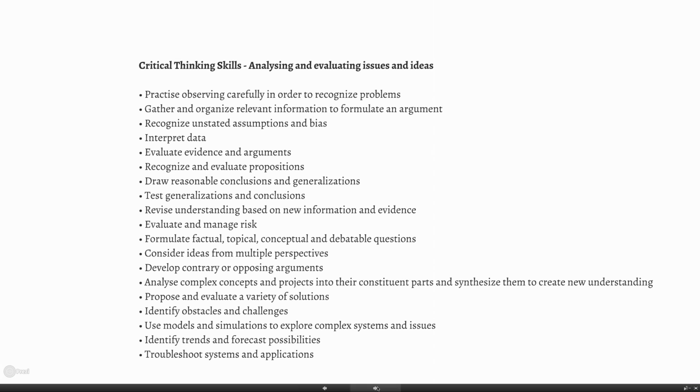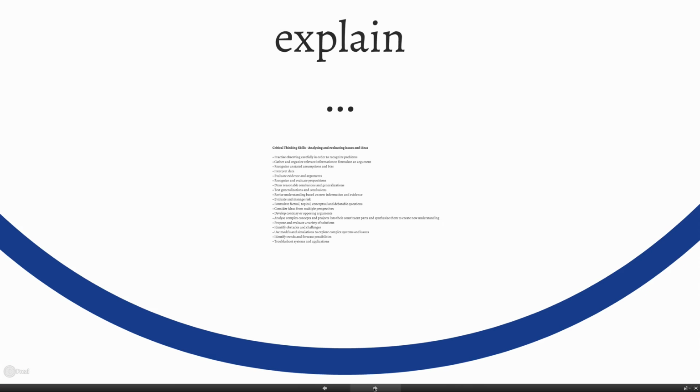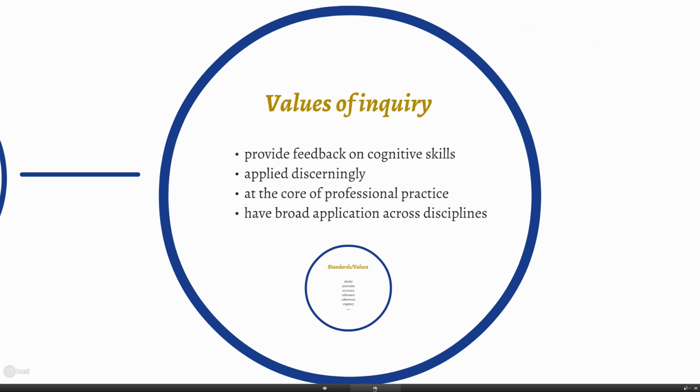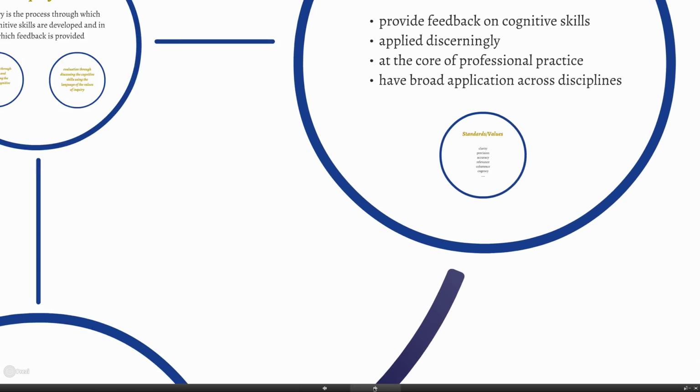And if we go back to our middle year program ones, we see that they're also associated here. Things like considering ideas from multiple perspectives, for example. That's the value of breadth. Highly linked into the cognitive skills.